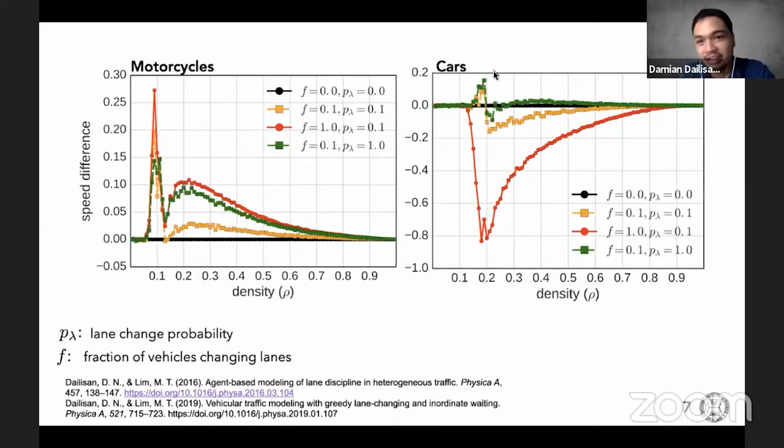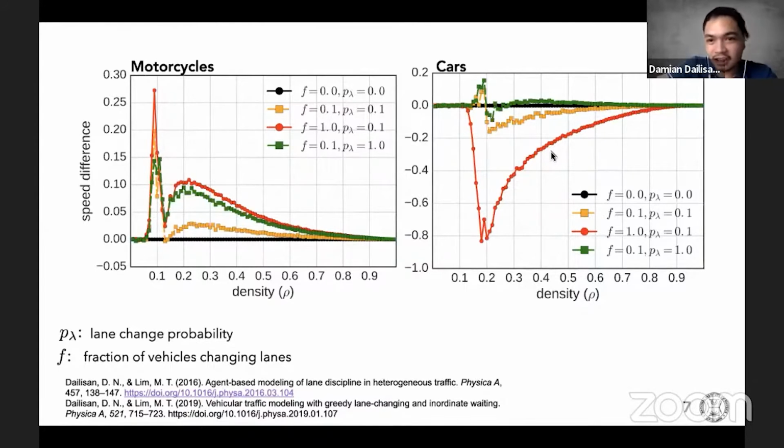On the other hand, when you have cars, which are larger vehicles, allowing them to change lanes sometimes actually has a negative effect on the system. And it's only rarely that there is a positive effect on the system. So what's happening here is that motorcycles, being small, are actually great space fillers. They're able to filter between unused gaps on the road, therefore maximizing efficiency by changing lanes.